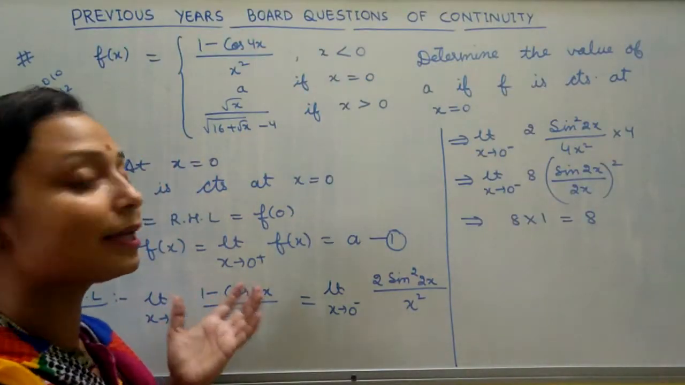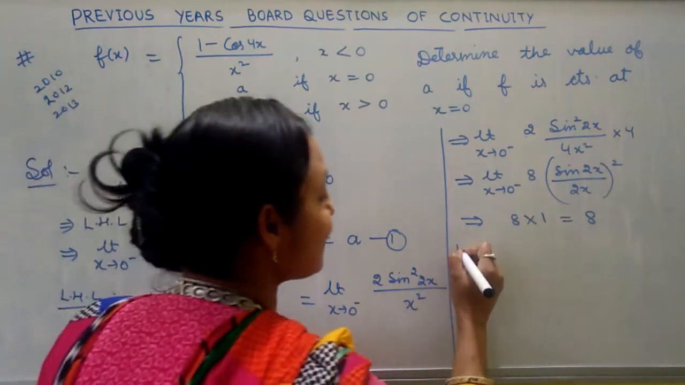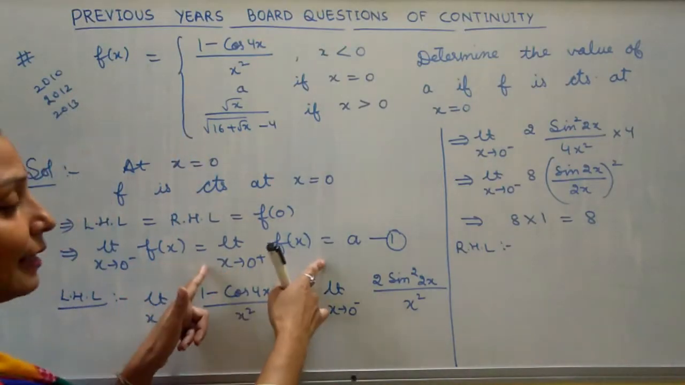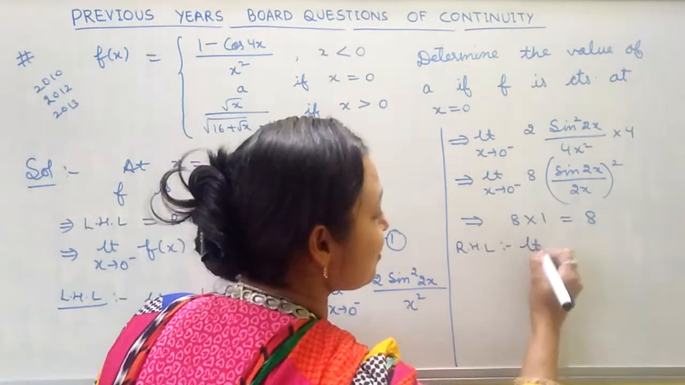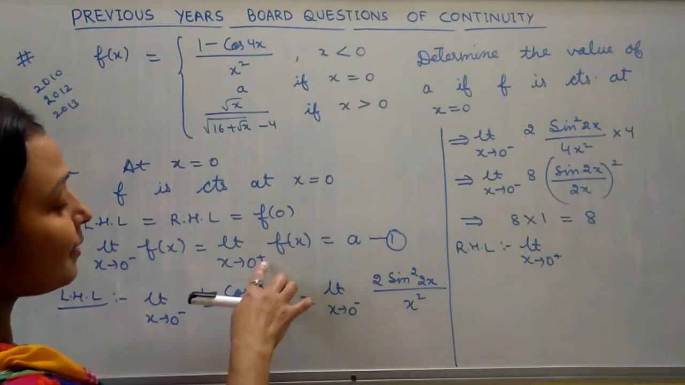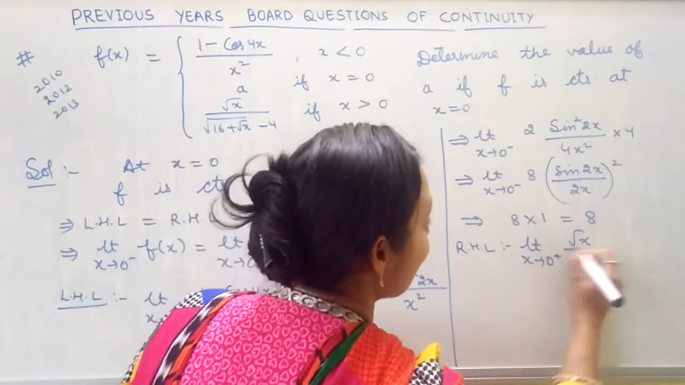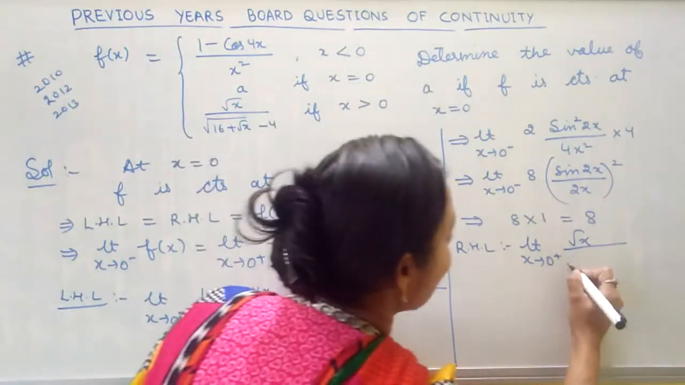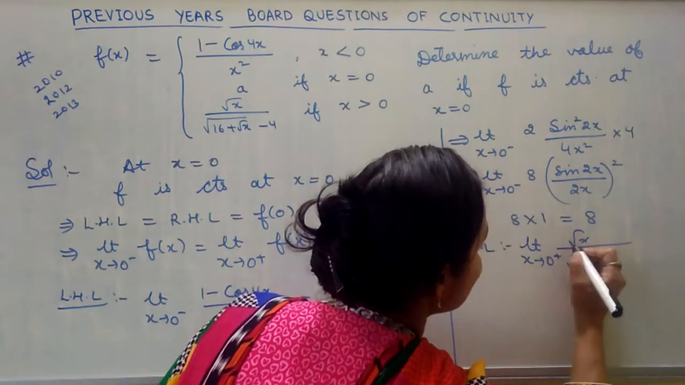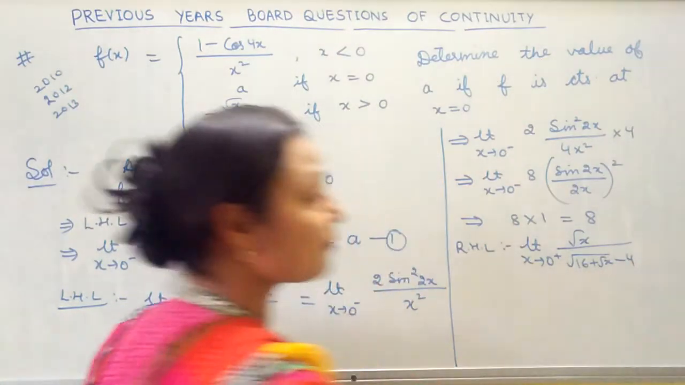So this is your left hand limit. Now I will do the right hand limit. That is the right hand limit. Limit x approaches 0 positive. Because it belongs to 0 positive, you have to take this value: root of x divided by (root of 16 plus root x minus 4).